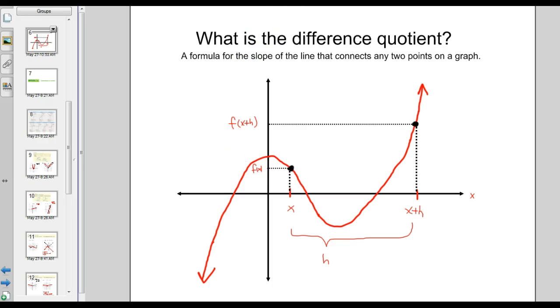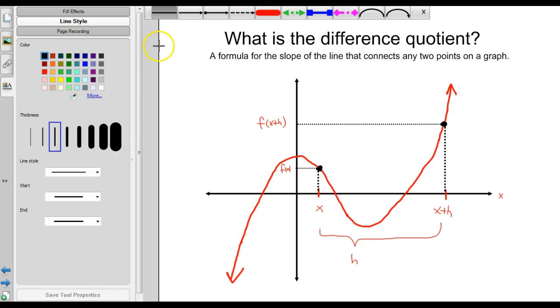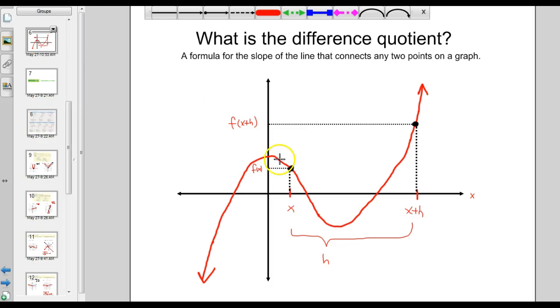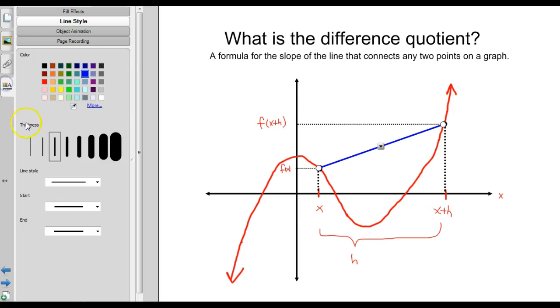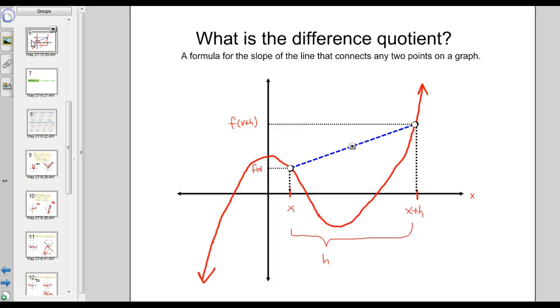Now, if I draw a line connecting these two, I'm going to draw it blue. If I draw a line that connects these two dots, from x, f of x to x plus h, f of x plus h, I'm going to dash that line just because it's not really there. Just saying hypothetically, if I did connect those two points with a straight line.